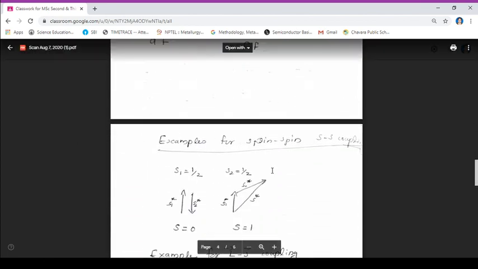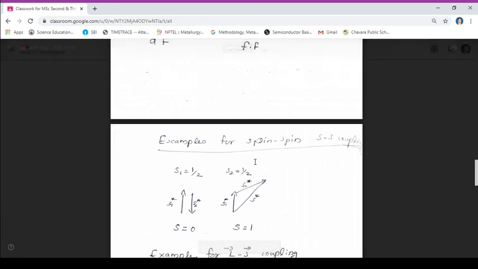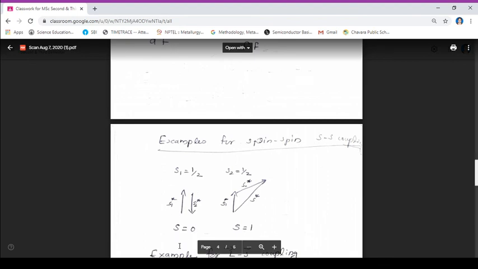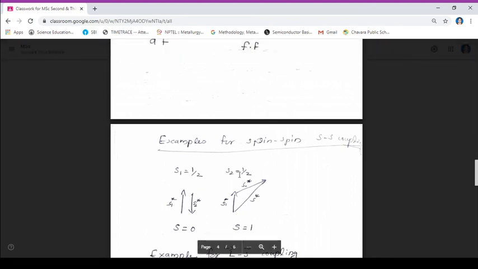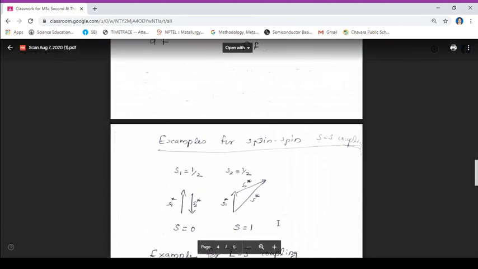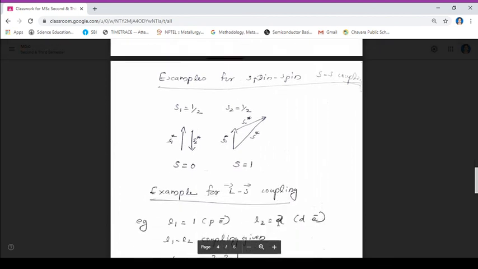Now we'll look into spin-spin coupling. Suppose S1 equal to half, S2 is equal to half, then the capital S will be either 0 or 1. 0 means both are aligned in the opposite direction, and aligned in the same direction will give you a resultant value S equal to 1. So now you understood how to couple the orbital angular momenta as well as the spin angular momenta.